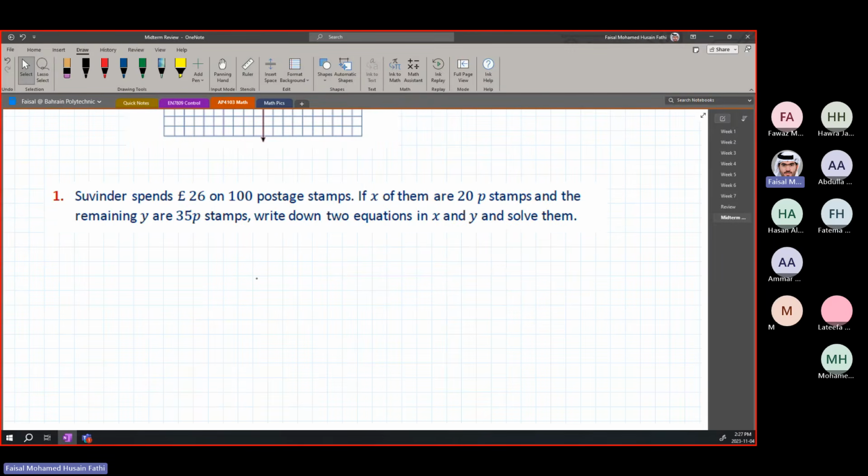So a vendor spends 26 pounds for 100 postage stamps, meaning the total is 100 postage stamps. I put dollars, but it's pounds, it's the same thing. And then, if X of them are 20p, 20p is the cost of X.